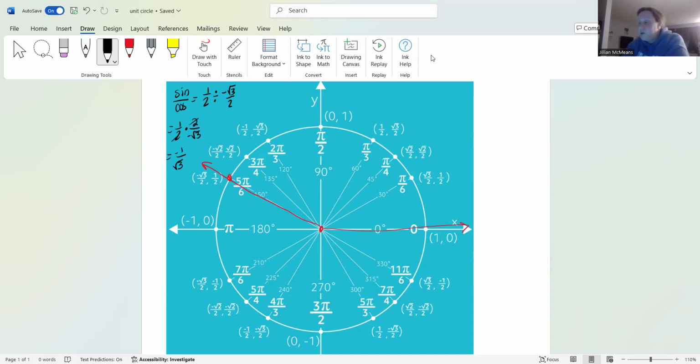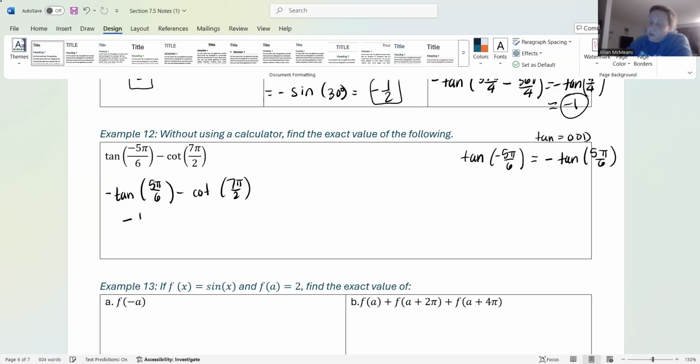Okay. So over here, let's go back to my worksheet. I had negative 1 over root 3. But I have this negative in front, okay? So what's happening there? Well, I have negative tangent of 5 pi over 6, so I need to put a negative right here, which makes this 1 over root 3. So watch your signs, okay?